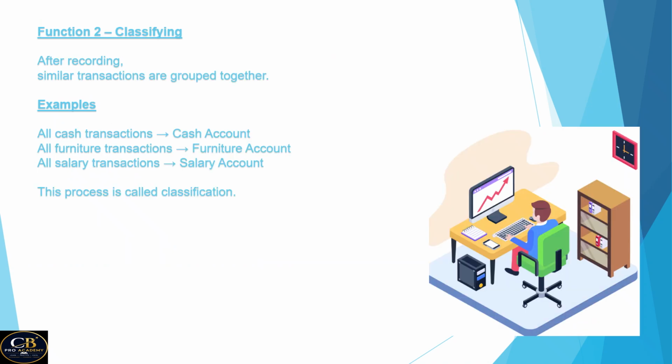Let's move to function 2, classifying. After recording, similar transactions are grouped together. Examples: all cash transactions move to the cash account. All furniture related transactions move to the furniture account. All salary related transactions move to the salary account. This process is called classification.